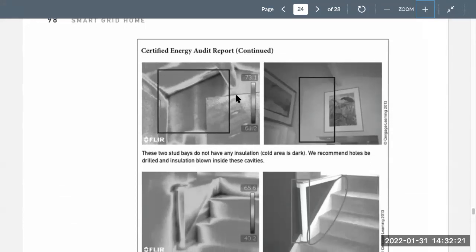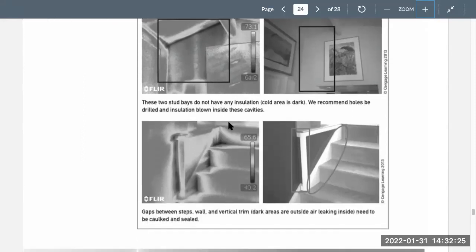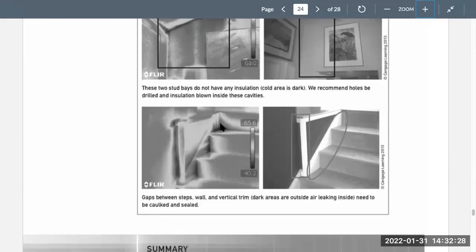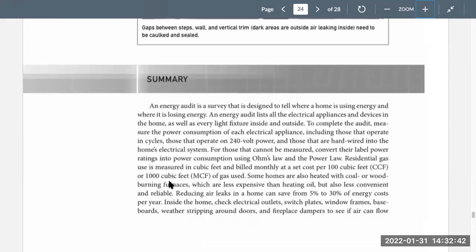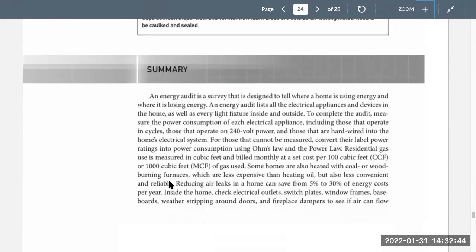There you don't see any insulation in between these studs here. Or on these steps, there's a lot of cold areas where the framing meets and the wood studs come together. So what we really need is to get our FLIR out and use that. That is it for chapter 4.